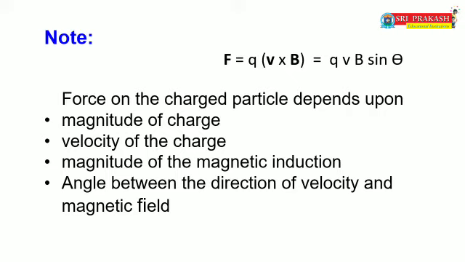If the angle is very small, for example if the angle is 0, then the force on the charged particle is 0. That means if the charged particle is moving in the direction of the magnetic field, and the velocity vector of the charged particle and the magnetic field vector are parallel to each other, then theta is 0. If theta is 0, sin 0 is 0, then the force on the charged particle is 0.